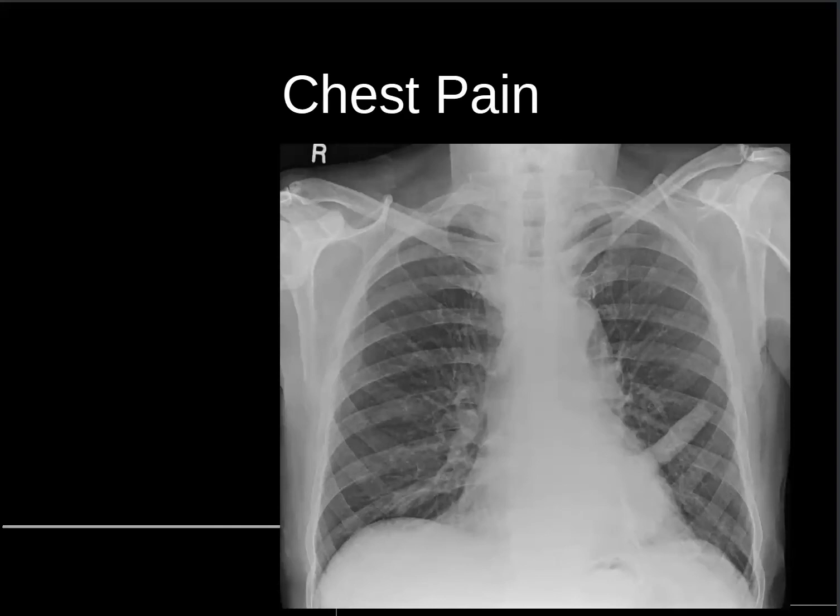Again, use symmetry as your tool. Nothing really going on in the right lung, but we know there's left-sided chest pain. Where is the abnormality? It's here. What is this thing over here? This is actually a rib.